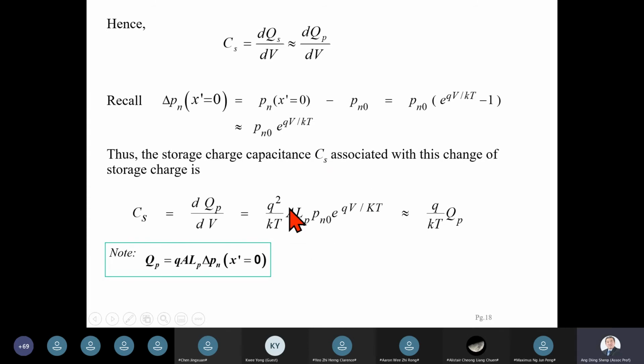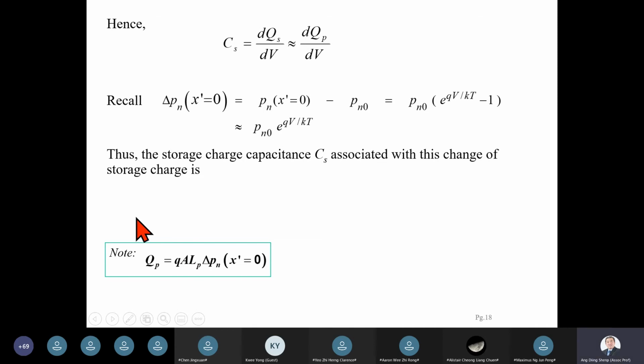Now if you recognize, some of the terms can be grouped together in the end, and you can express CS as q over kT times QP. At this point, take note that this expression only applies to a P plus N.